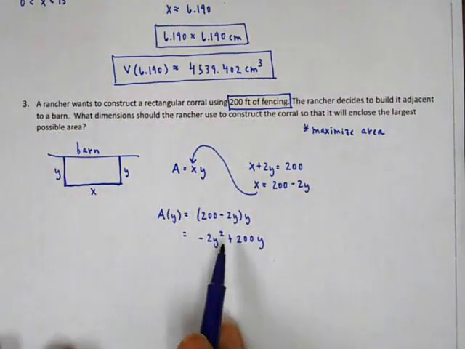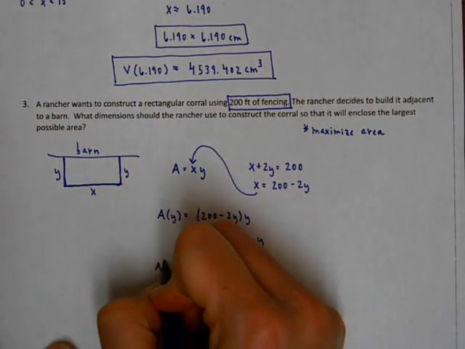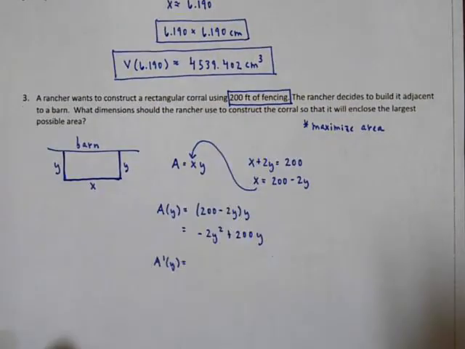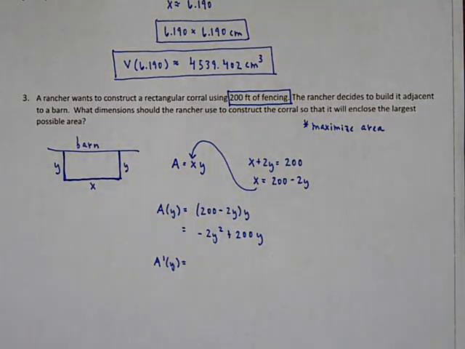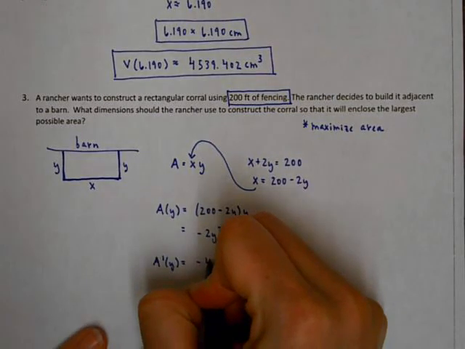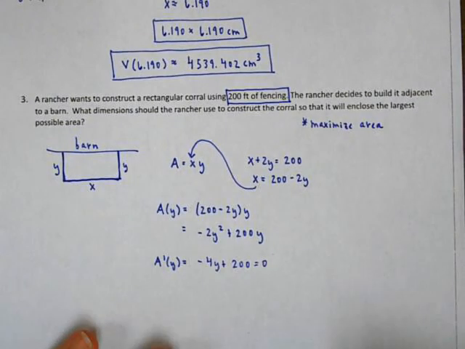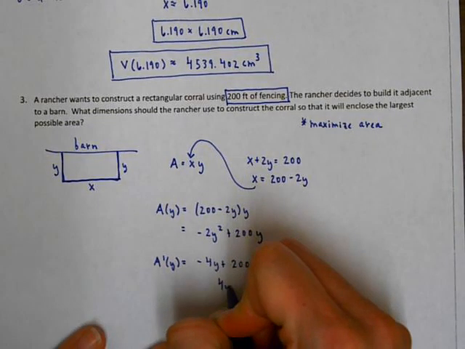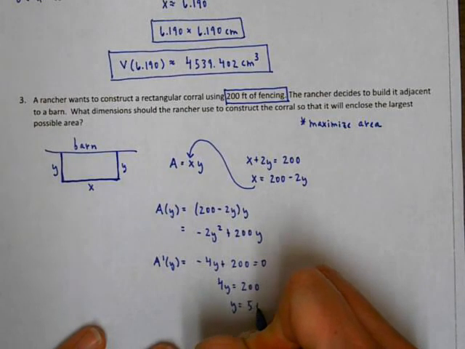So now I have an equation in one variable, and now the rest of the process is going to be the same. I have A prime of y. We're going to take the derivative. Let's see, we've got negative 4y plus 200, and we're going to set that equal to 0. This gives us a nice equation to work with. 4y equals 200, which means y is 50.